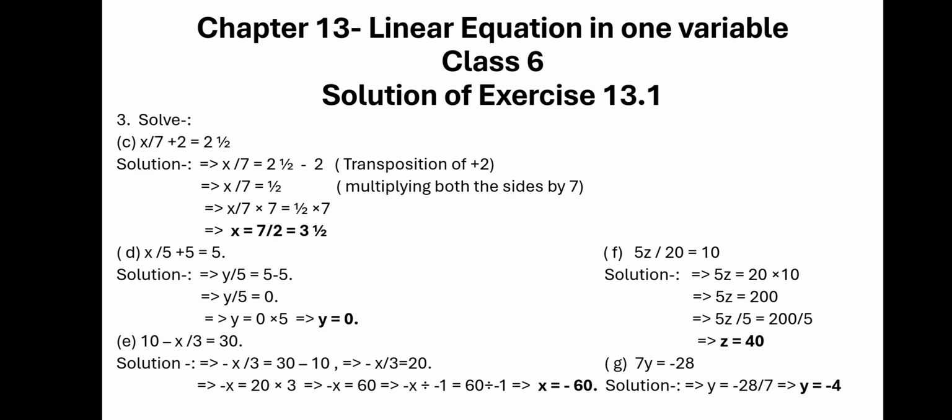Then the next question. x upon 5 plus 5 equal to 5. That is x upon 5. Here it was y. I wrote it as x, or maybe x only. It's okay, that doesn't matter. So y upon 5 equal to 5 minus 5. That gives you y upon 5 equal to 0, and therefore y is equal to 0 into 5, which implies y is equal to 0, because anything multiplied by 0 gives you 0.